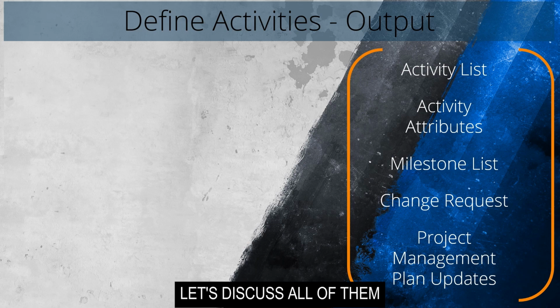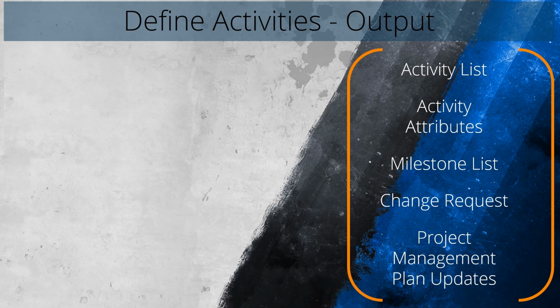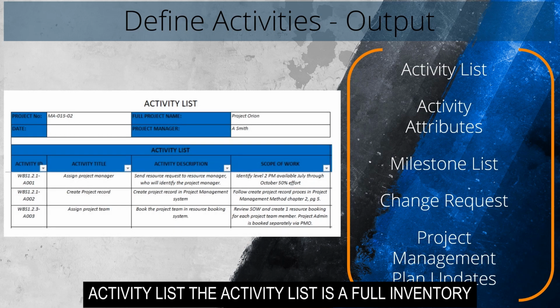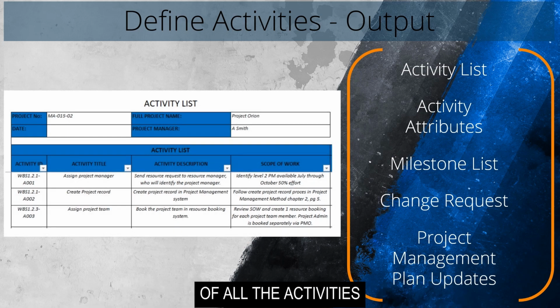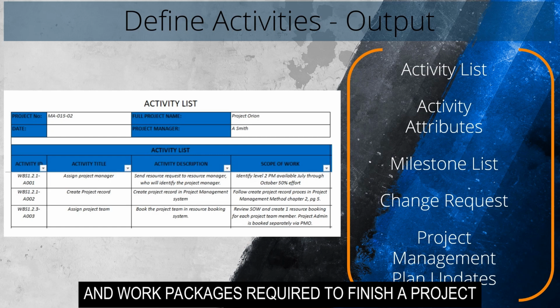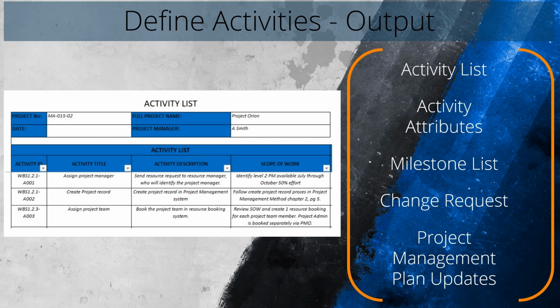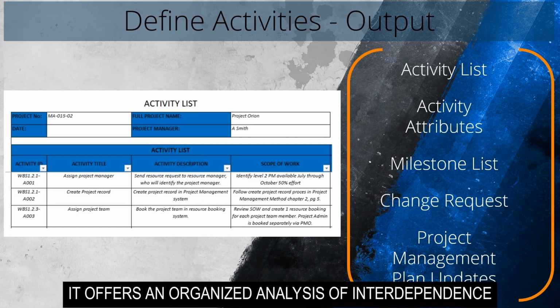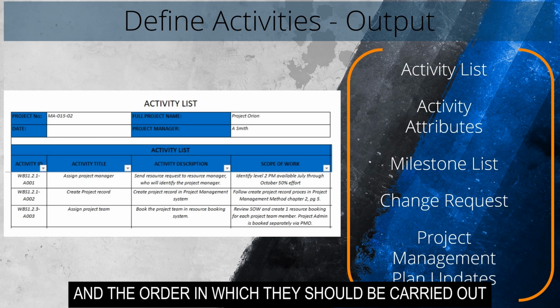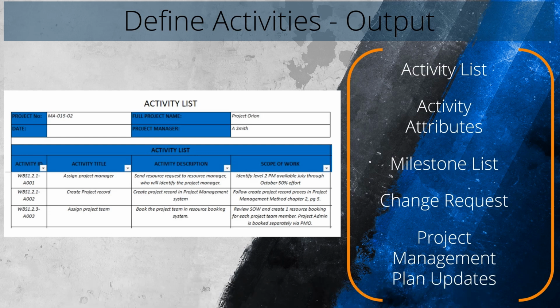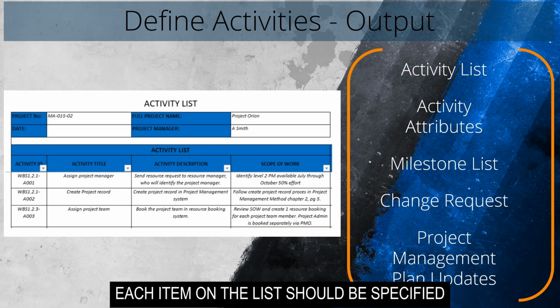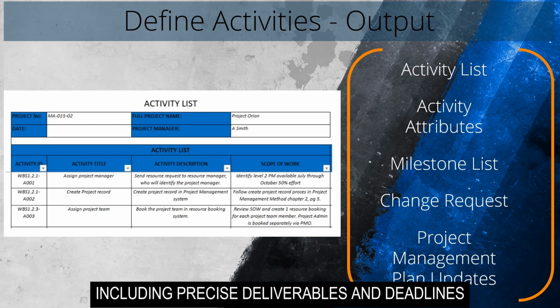Let's discuss all of them. Activity list. The activity list is a full inventory of all the activities and work packages required to finish a project. It offers an organized analysis of dependence and the order in which they should be carried out. Each item on the list should be specified, including precise deliverables and deadlines.